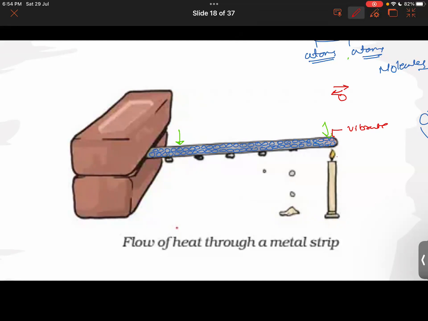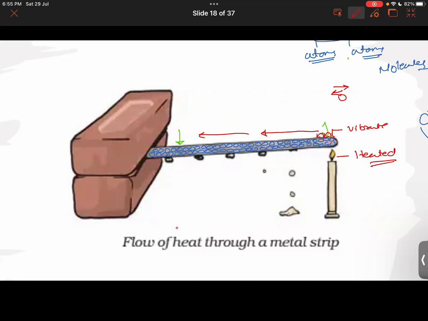Why? Because they are being heated from one side. They are being heated here. So due to vibration, one molecule will transfer its energy to another, and then that molecule will transfer it to the next series of molecules. In this way, due to continuous vibration of molecules, the energy, that is basically heat, gets transferred from one end to the other end. Got it?